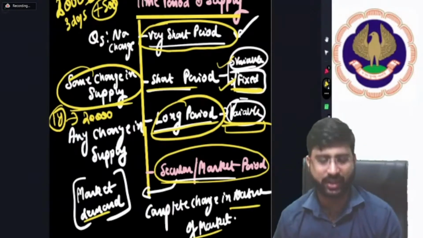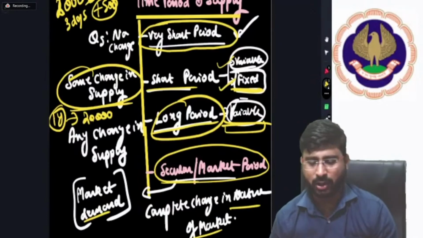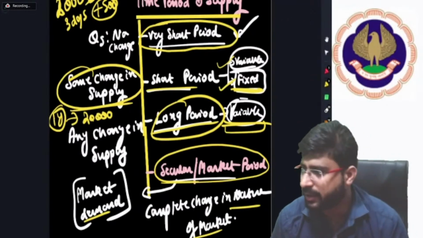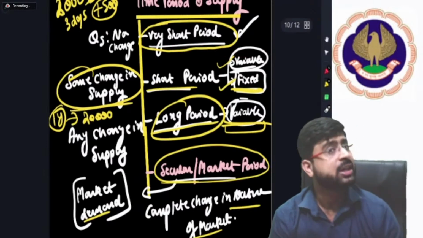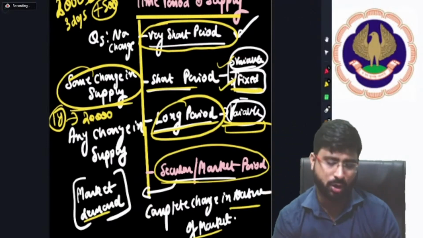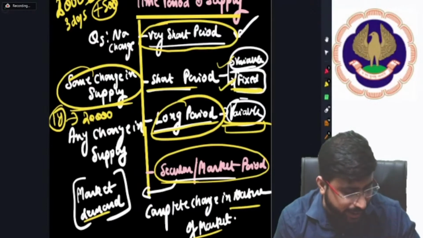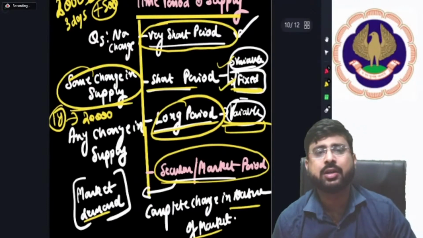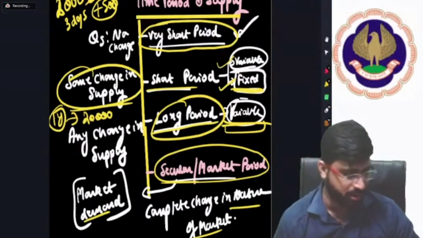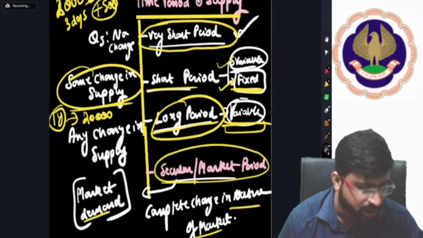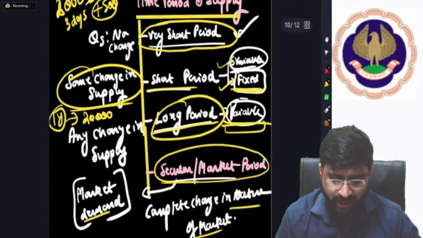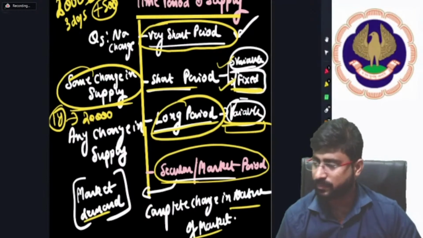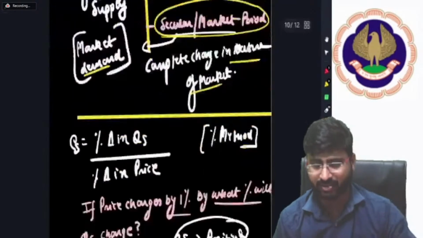Acha, did you understand, friends? Yes, sir, we did understand. So my dear friends, there are 4 points to consider here in time period and supply. Number one, very short period. Here supply cannot change at all. Short period, here supply can change a little bit. Long period, supply can change with large quantity, and secular period, supply can change by any quantity. It doesn't matter. I hope this is crystal clear, friends.